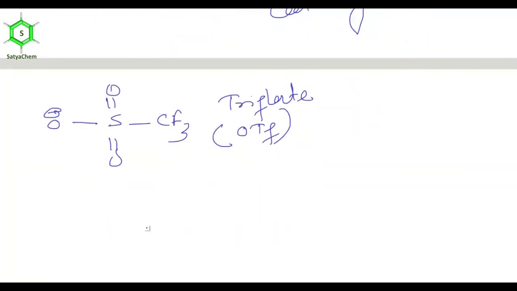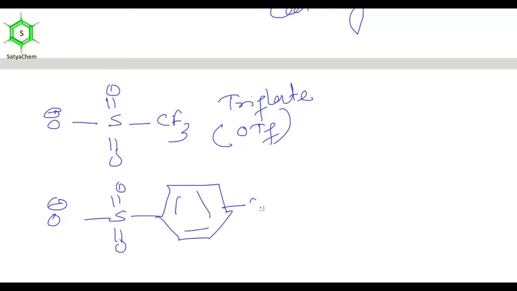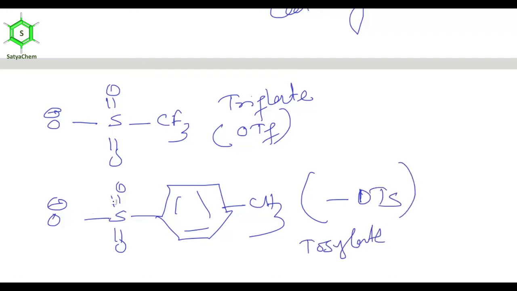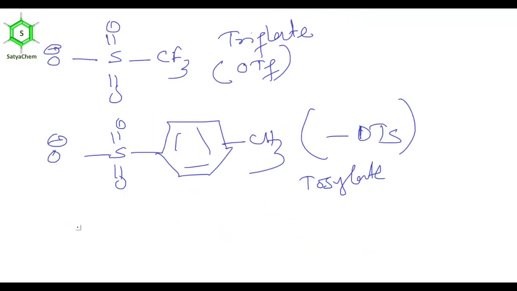Next example is tosylate. This is another important leaving group. This is also very stable, due to the presence of two S double bond O electron withdrawing groups. So this is a very poor base, meaning a good leaving group.